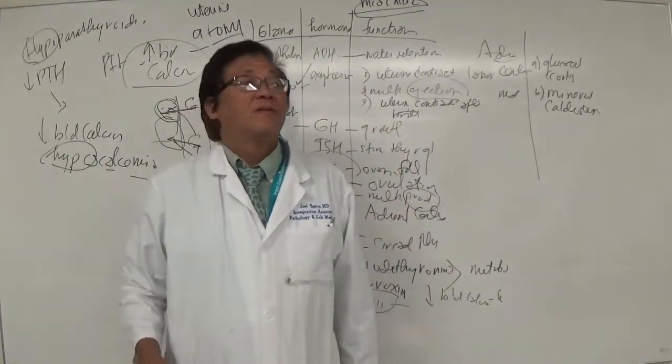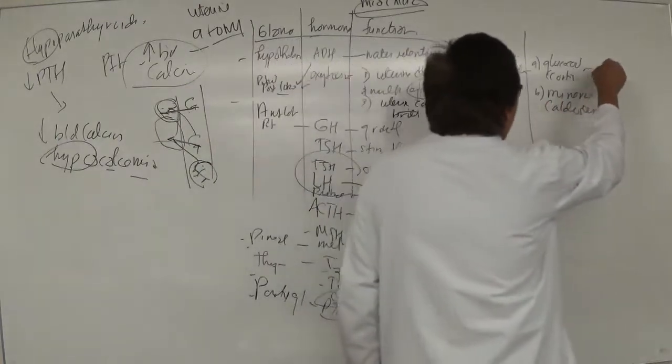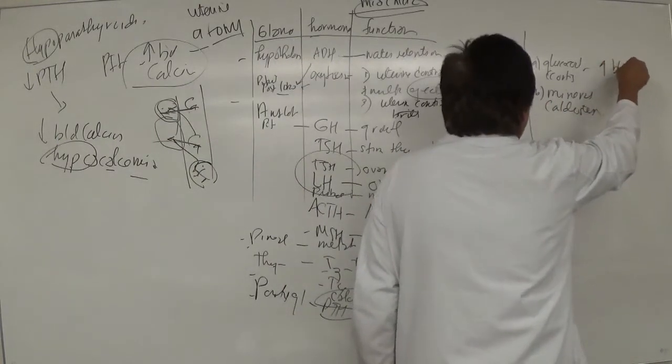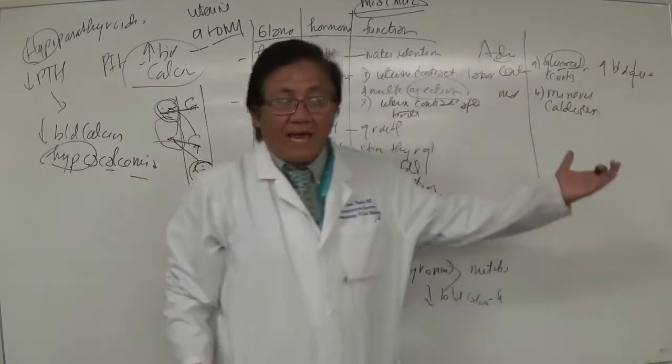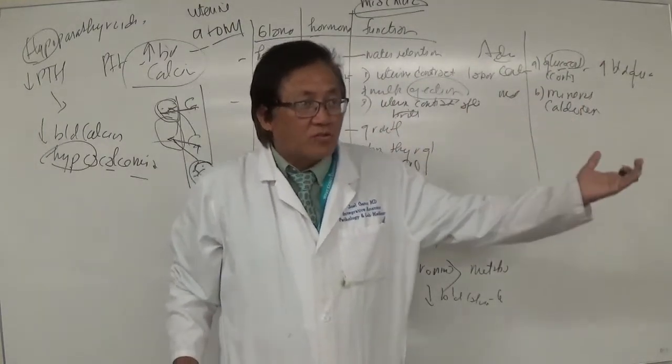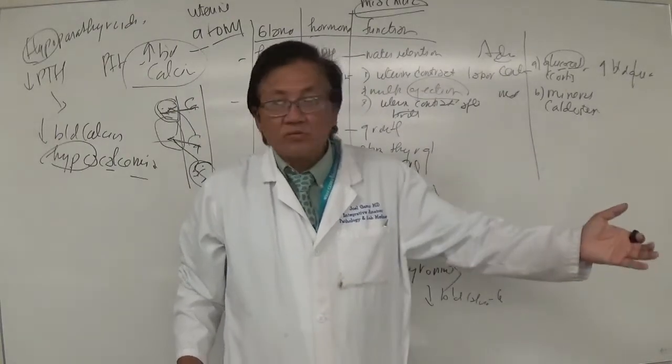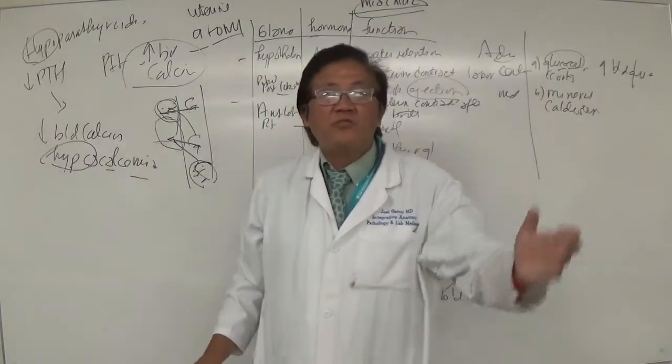Okay, in simple terms, what does glucocorticoid do? Glucose. Metabolism. What? Glucose. So you can guess. Glucose means glucose. Increases blood glucose. Why? Why is there a need to increase blood glucose?